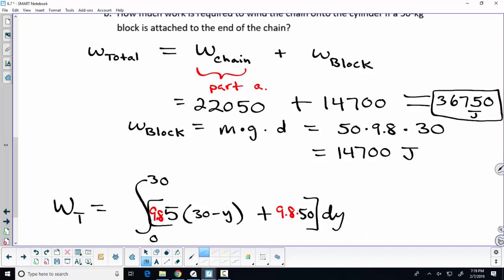Here, work of the chain. This is the work of the block. When we integrate this, 9.8 times 50 y, and then we evaluate that from 0 to 30, so it's 9.8 times 50 times 30, which is what we had here. So when you integrate this portion right here and plug in the bounds, you get this portion right here. It's the same thing. I guess technically we didn't have to use an integral if we didn't want to.